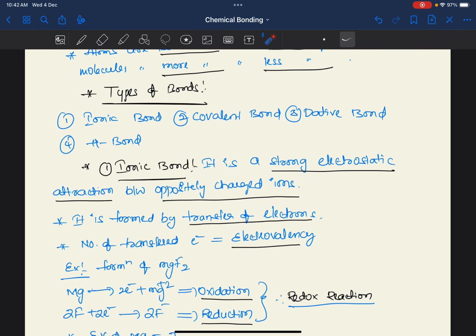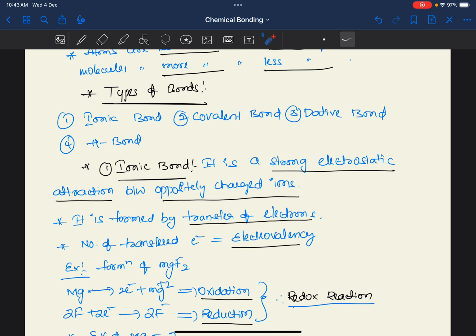Ionic bond is a strong electrostatic attraction. This point is important. It is a strong electrostatic attraction between oppositely charged ions, meaning cations and anions. And it is formed by transfer of electrons, that is, losing and gaining of electrons.